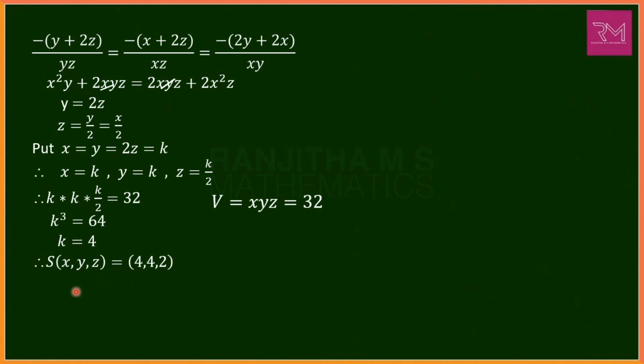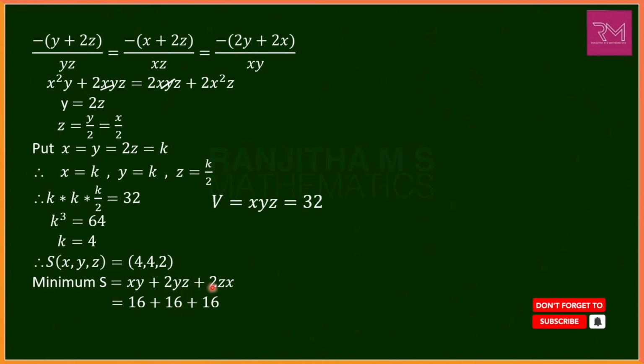Also we have to find the minimum value of s subjected to the condition v is equal to xyz is equal to 32. For that, substitute x is equal to 4, y is equal to 4 and z is equal to 2 in the value of s, that is s is equal to xy plus 2yz plus 2zx. We get 4 into 4 is 16, plus 2 into 4 into 2, that is 8 into 2 is 16, plus 2 into 2 into 4 is 16. Hence we get s as 16 plus 16 plus 16, that is 48 square units. This is the minimum value of s.